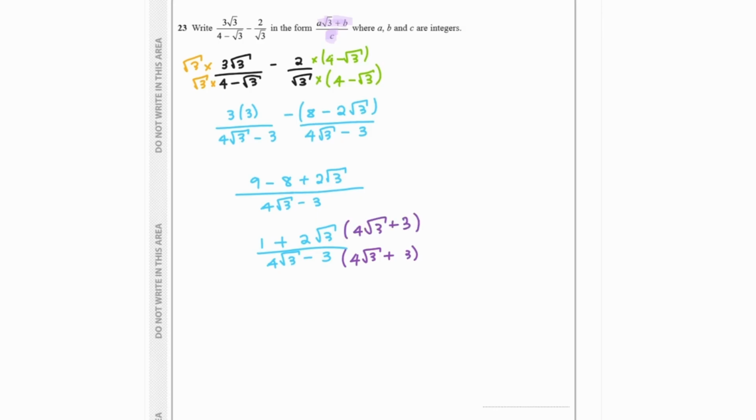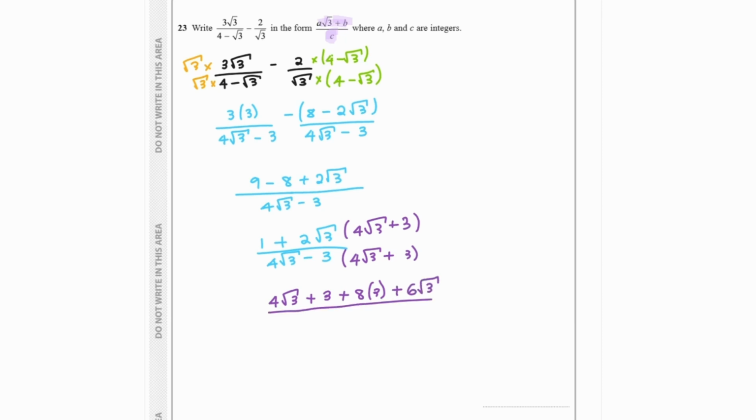So in the numerator, if we expand that, 1 times 4 root 3 is 4 root 3. 1 times 3 is 3. 2 root 3 times 4 root 3. So if we first do 2 times 4, that gives us 8. And the root 3 times root 3 would give us just 3. And 2 root 3 multiplied by 3 would give us plus 6 root 3.